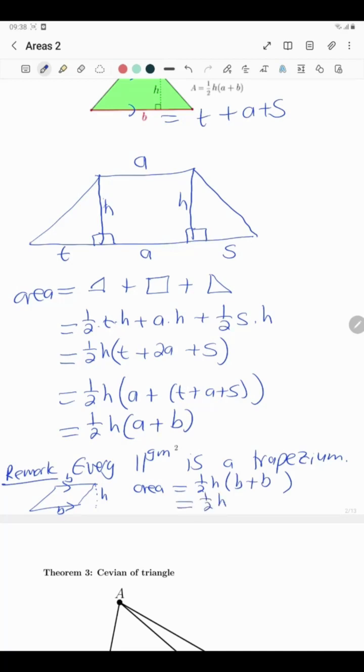So now let's do the math. So it's a half h, b plus b gives me 2b. And what is a half h times 2b? Yeah, it's b times h, giving us theorem 1 again. So if you have established the theorem of a trapezium, you can also use that to prove that the area of a parallelogram is base times vertical height, because every parallelogram is a trapezium. So very, very cool.